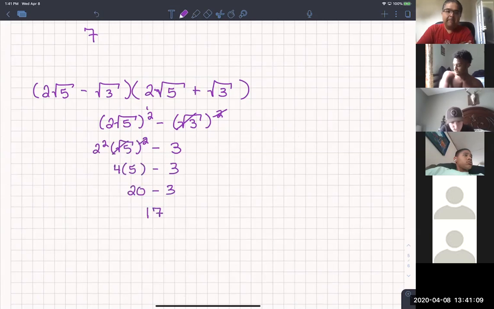Does everyone see that? Any questions about multiplying a binomial radical by its conjugate?